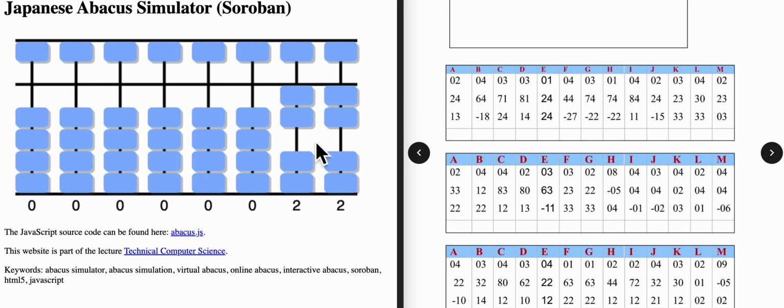2, 4. 2 here, 4 here. Are there enough beads to add? No. What is the equation for plus 4? Plus 4 equals minus 1 plus 5. Then 13. 1 here, 3 here. How much is here? 39. You have to write 39 here, then clear the board. Now do the next problem.